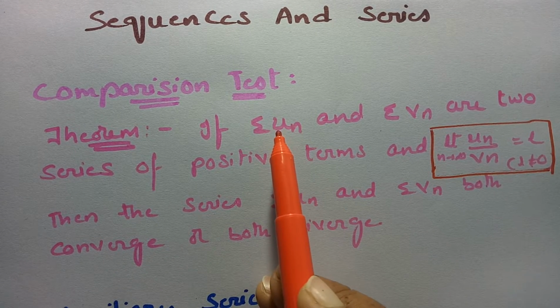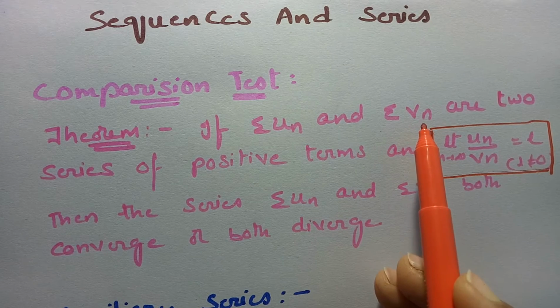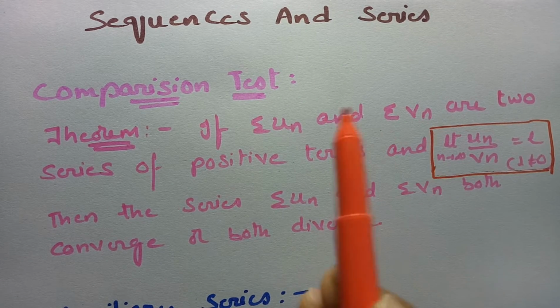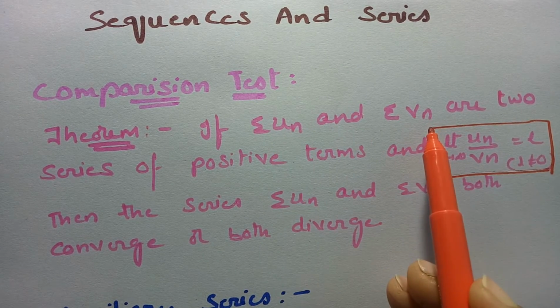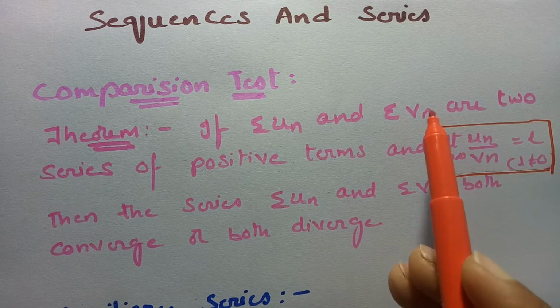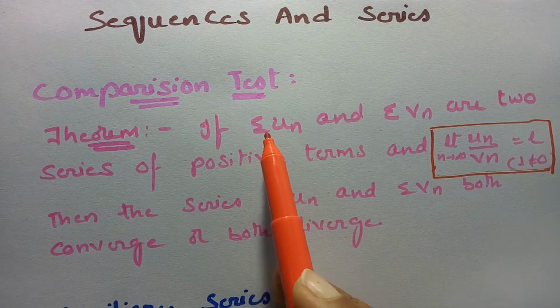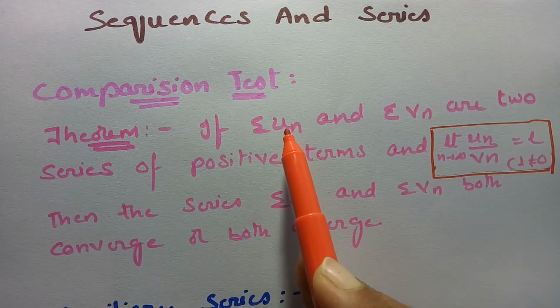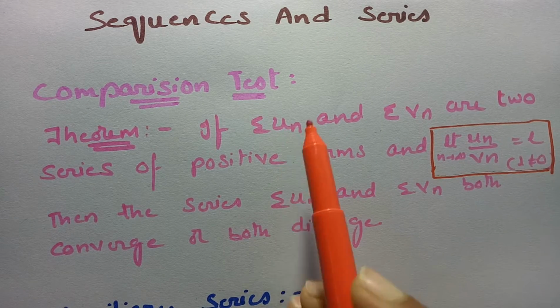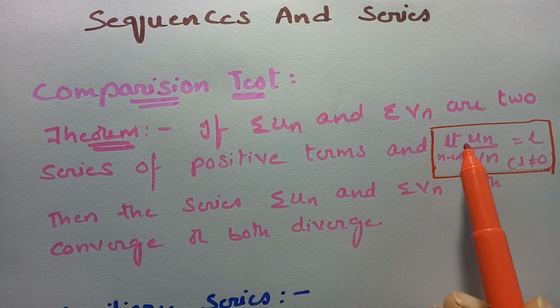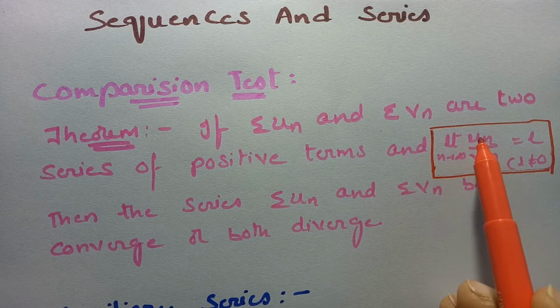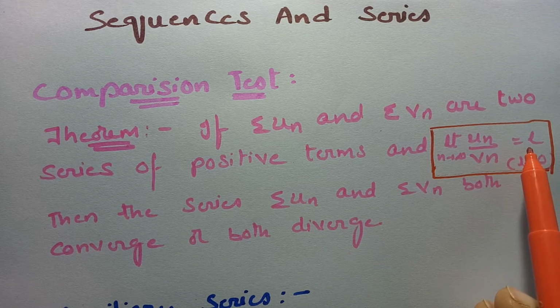So if un is convergent, then automatically vn is also convergent. If un is divergent, then vn is divergent. And if vn is divergent, then un is automatically divergent, from the comparison test, if limit n tends to infinity, un by vn is equal to L.